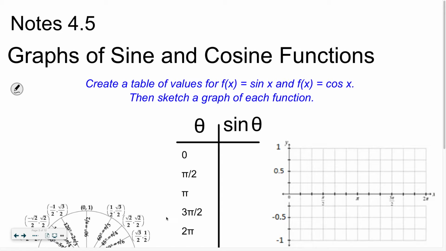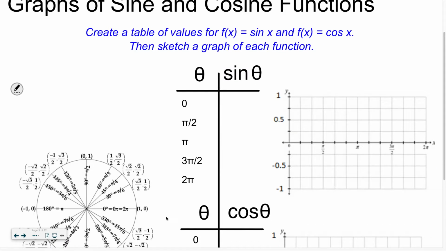Notice that in these tables, I have chosen a very small selection of angles. So I'm no longer going to do all the angles around the unit circle. And the angles that I chose for my table of values for sine, if you look at my inputs, they're what we would call the quadrantal angles. 0, pi halves, pi, 3 pi halves, and back to 2 pi.